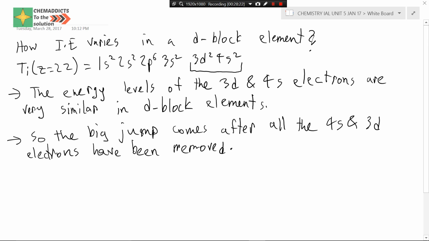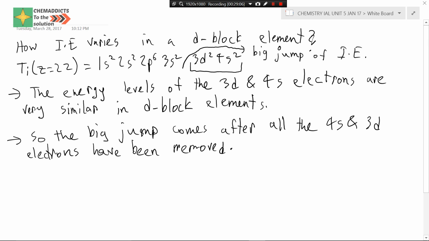So you can assume that the big jump starts from here. After removing all the electrons from the 4s subshell and the 3d subshell, we are going to have a big jump over here. After removing all the electrons from 4s and 3d, we get a big jump in ionization energy. Then the ionization energy will have a skydive, a big jump from the sky.